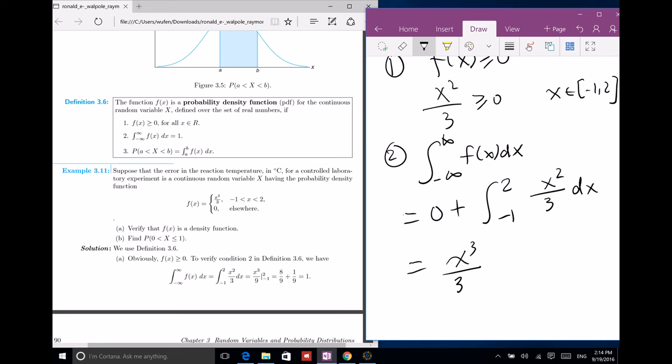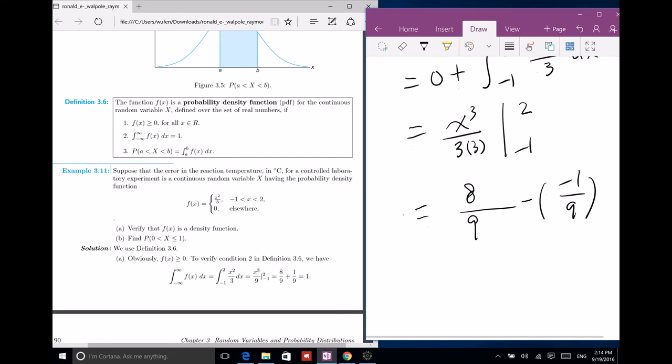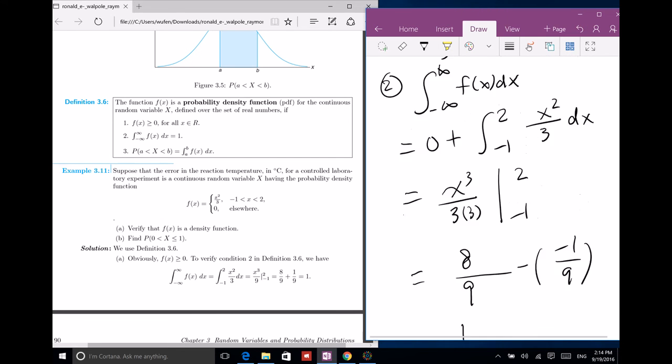and the antiderivative is: add 1 on the power, divide by the new power. So you have another 3 here. And plug in 2 and negative 1 into the integral. It's going to be 8 over 9 minus negative 1 over 9. So the whole thing equals 1. Okay, so then we proved that.